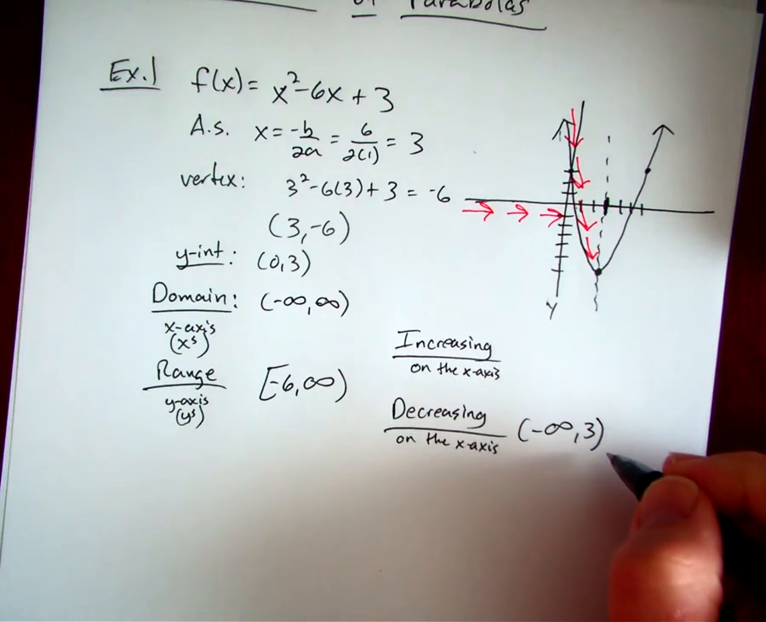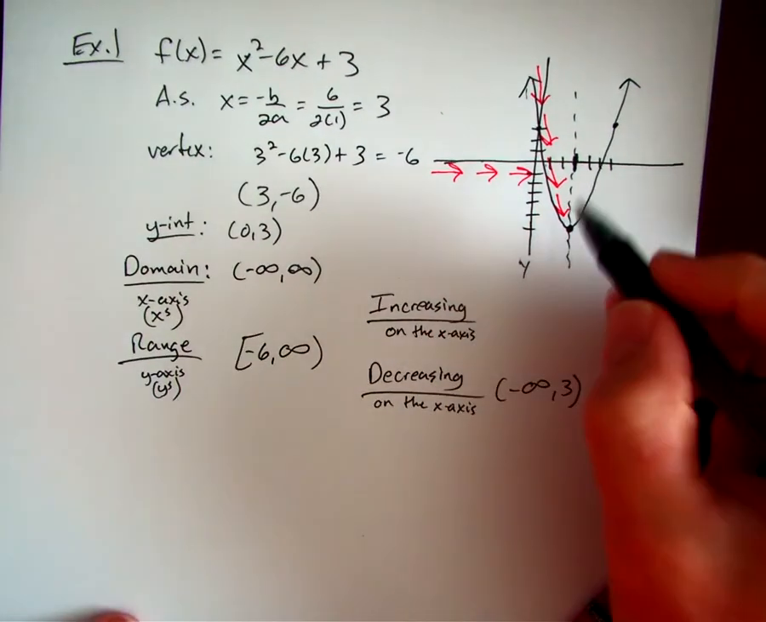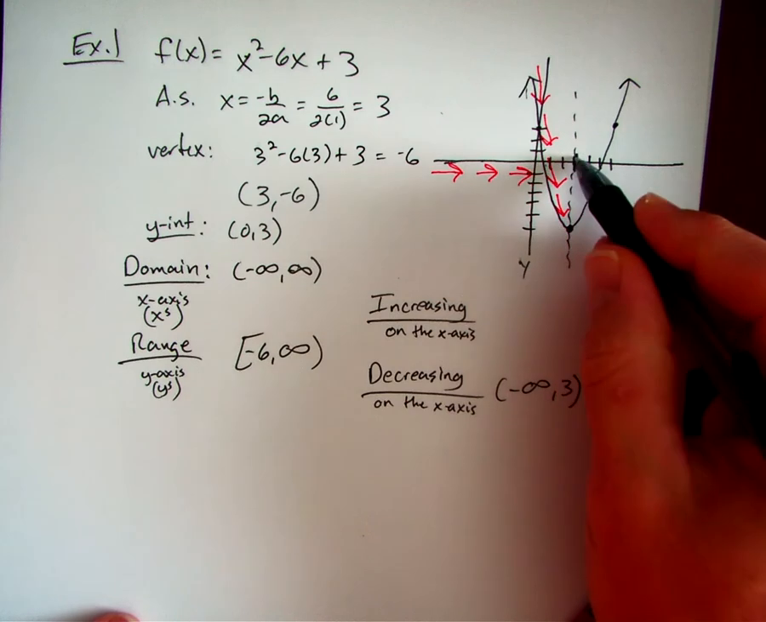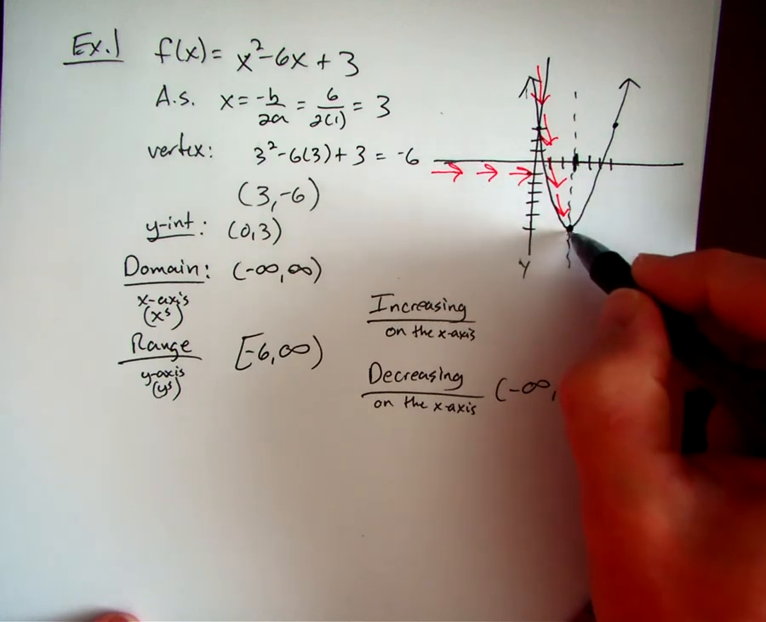Now notice, on increasing and decreasing, I did not put a bracket. Because really, what happens down here at 3 is that the slope of the tangent line to the curve is 0, so it's not decreasing anymore. So you can't actually equal 3. That's why we use parentheses.